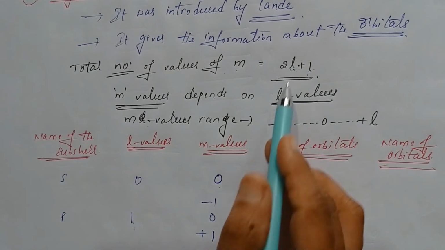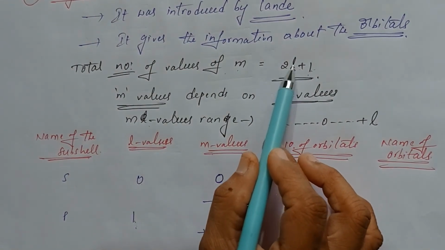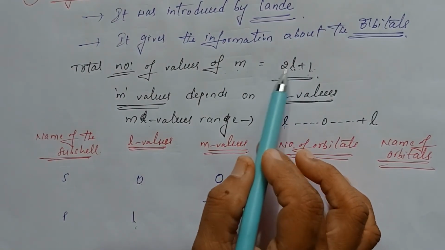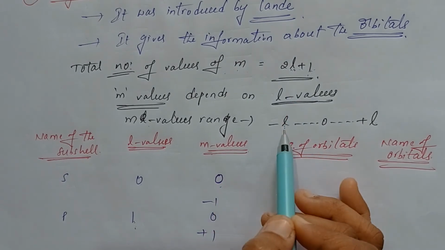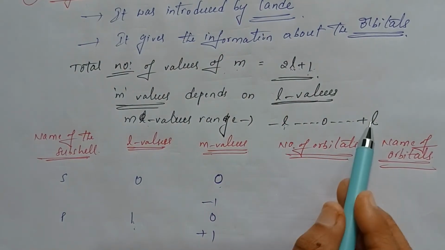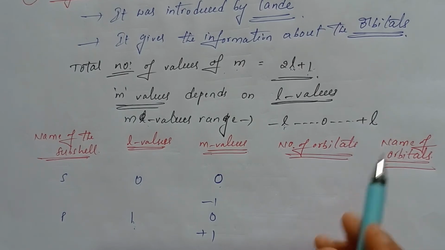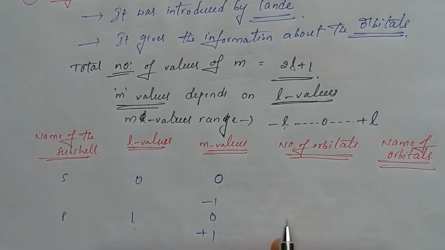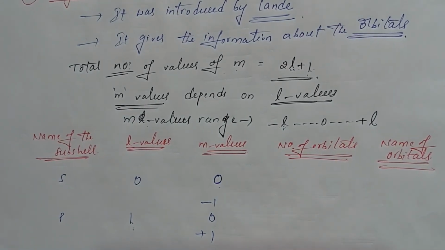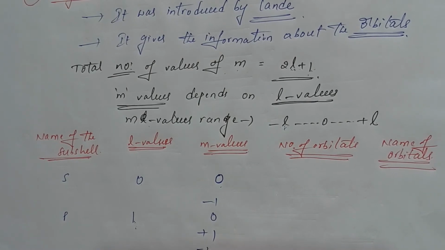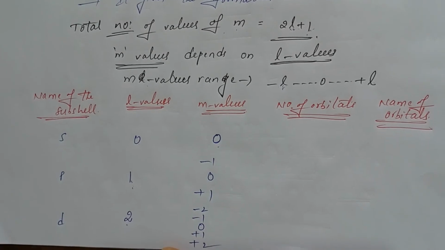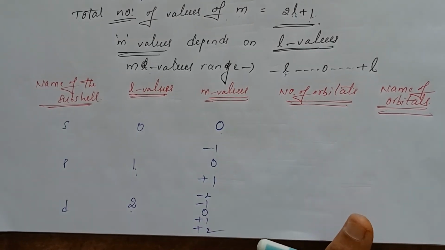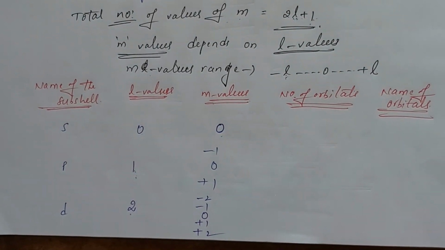If suppose l equal to 2 you take, then 2 twos are 4, 4 plus 1, how much? 5 values you will get. So for l equal to 2, that means minus 2 to plus 2, which is nothing but minus 2, minus 1, 0, plus 1, plus 2. Are you clear, students? So these are the values of m.